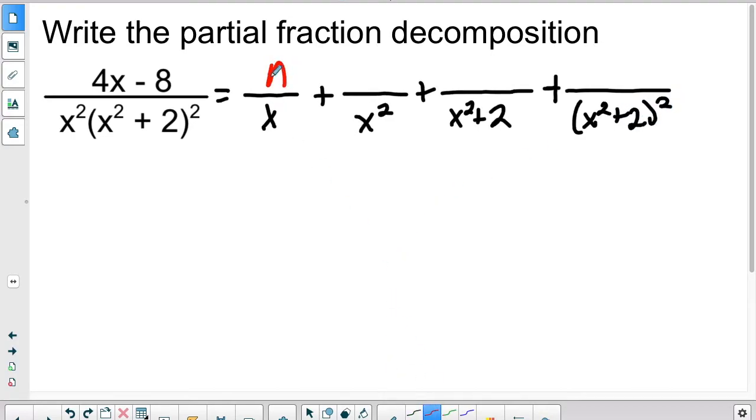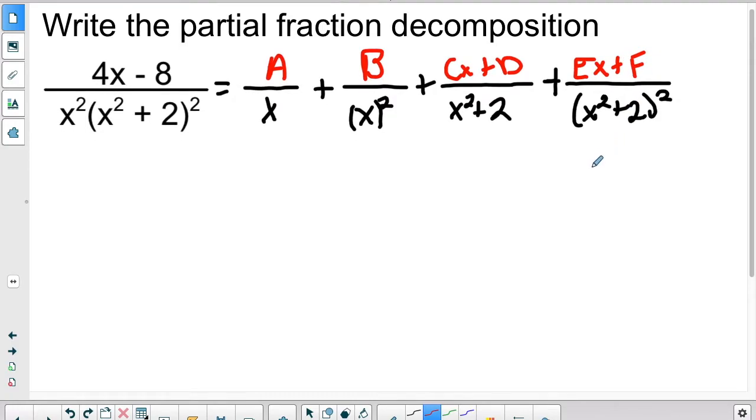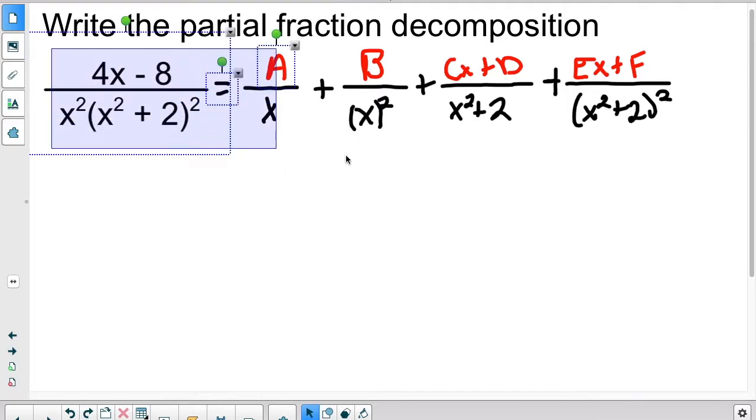Now our letters, so this is going to be A, and this is going to be B, because we don't have a quadratic setup in the bottom. And even though you might say, well, x squared is a quadratic, really we just have x squared. We have 2 of them. So we don't really consider it to be a quadratic. Now x squared plus 2 is a quadratic, so we'll have cx plus d. And here we have another quadratic, so we will have ex plus f. So this time we're not just looking for 2 letters, we're actually looking for 1, 2, 3, 4, 5, 6 different terms.